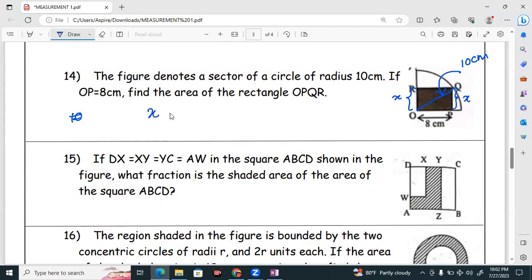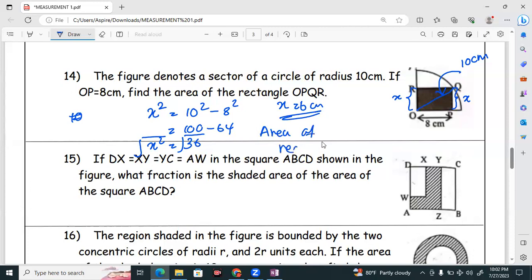Then x squared equals 10 squared subtract 8 squared. That means 100 subtract 64. It is 36. Then x is equal to 6 centimeters. Now we have to find the area of the rectangle OPQR. Then the area of the rectangle is equal to 6 into 8. 6 into 8 is 48 square centimeters.